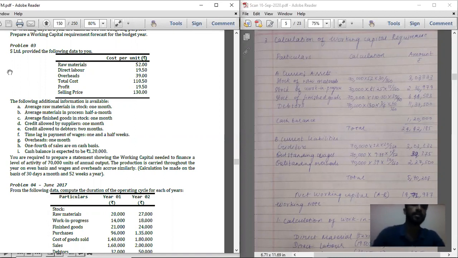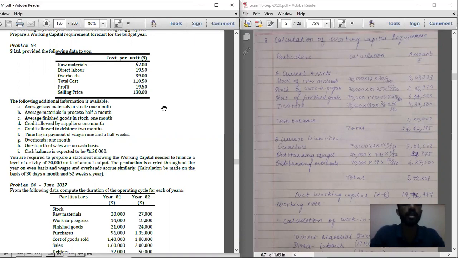Problem number 3. S Limited provided the following data to you. Raw material cost per unit is 52, direct labor 19.5, overheads 39 rupees. Total cost is the summation of 52, 19.5 and 39, that is 110.5, and selling price is 130. So 130 minus 110.5 is 19.5. This is the cost and profit table. Usually we calculate the profit per unit as a working note, but they have given it directly. So one working note has been reduced, which they have given directly in the question itself.